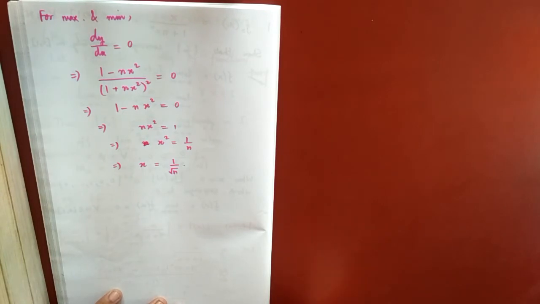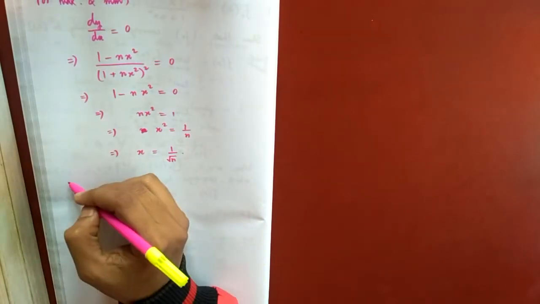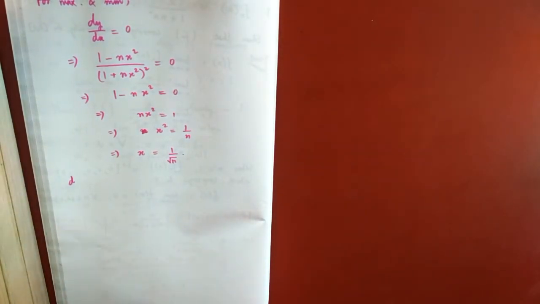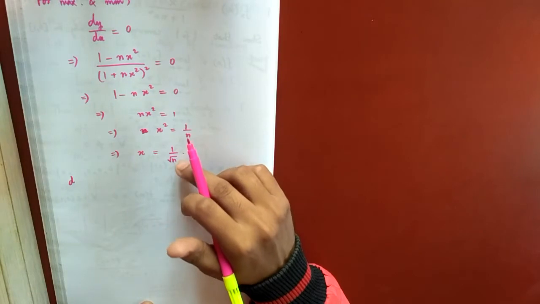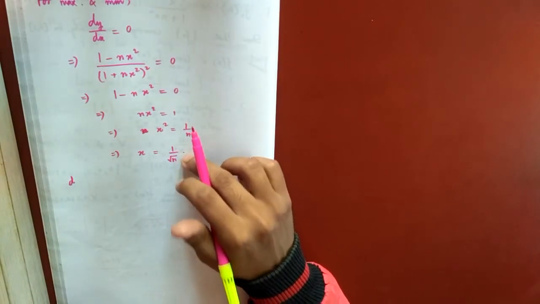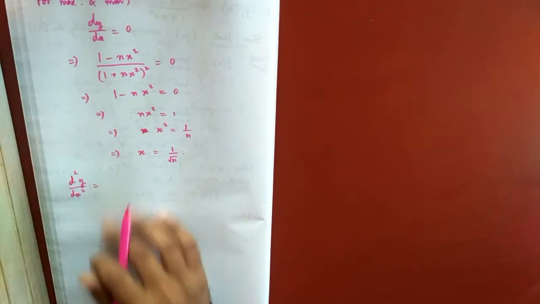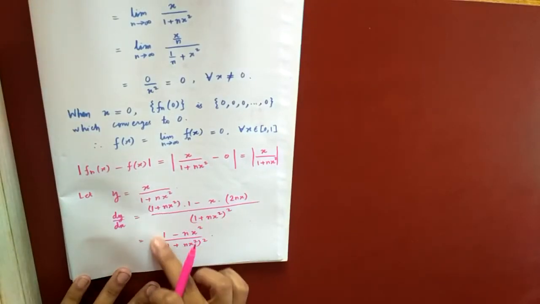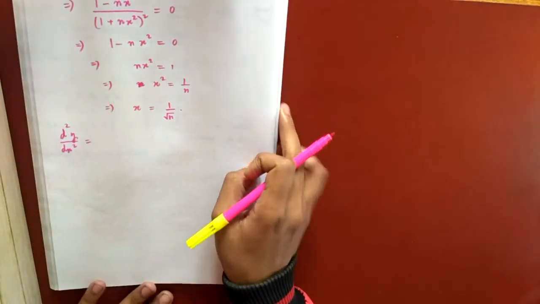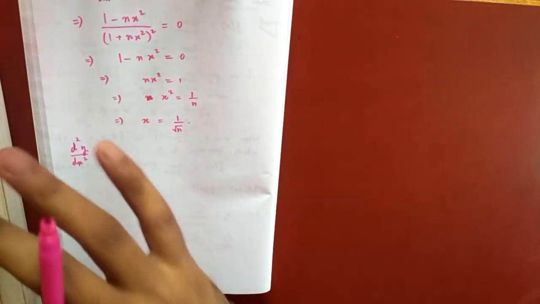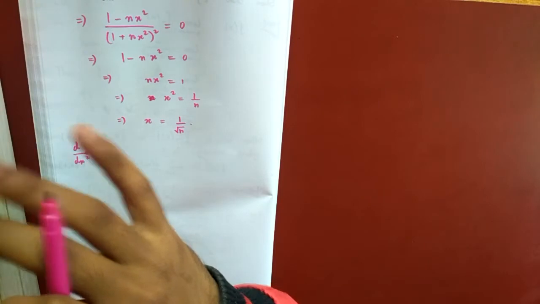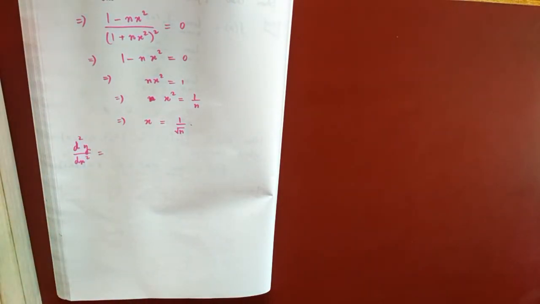Did you get my point up to here? Yes, sir. Now you find out the second order derivative to verify whether at this point maximum value is achieved or minimum value is achieved. You know how to find the second order derivative. You differentiate this quantity, but again due to the lack of time I will just leave that part up to you. I'll just write down the standard result. You just verify that.